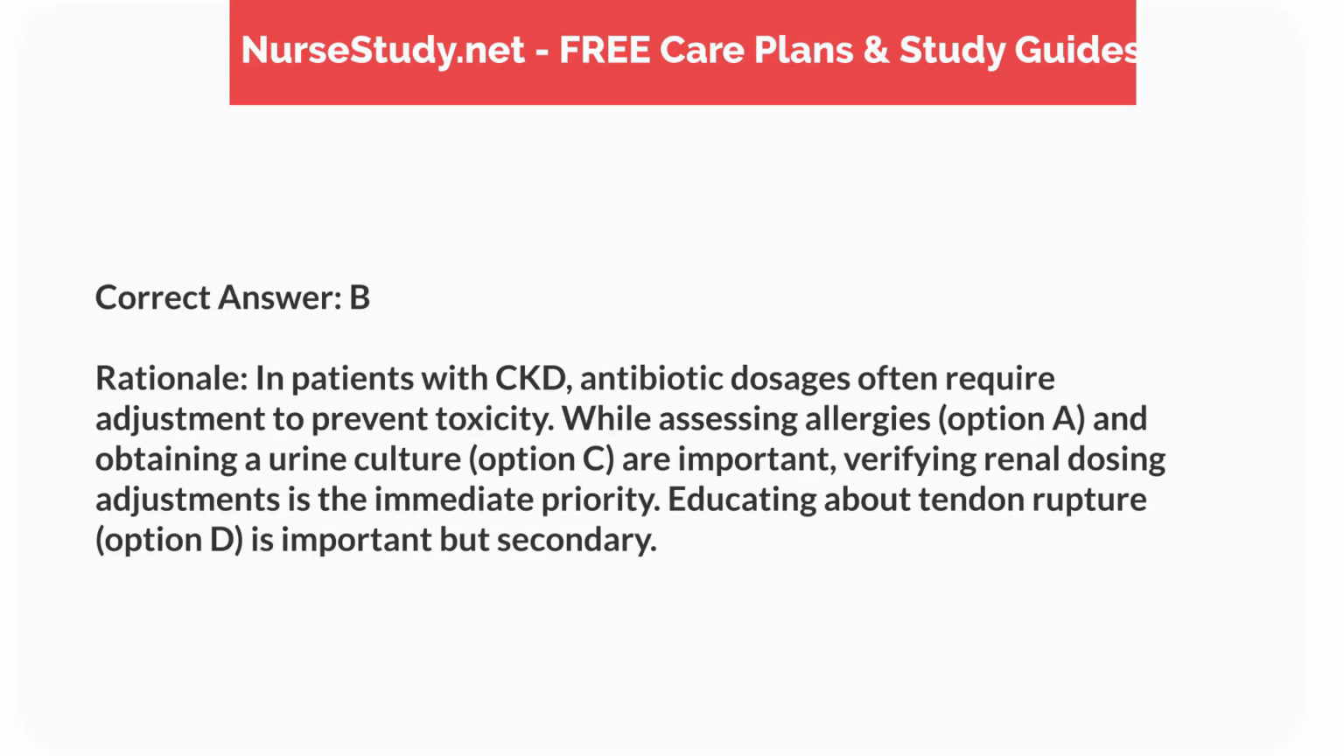Correct answer, B. Rationale: in patients with CKD, antibiotic dosages often require adjustment to prevent toxicity. While assessing allergies, option A, and obtaining a urine culture, option C, are important, verifying renal dosing adjustments is the immediate priority. Educating about tendon rupture, option D, is important but secondary.